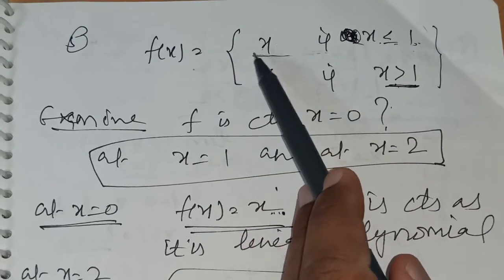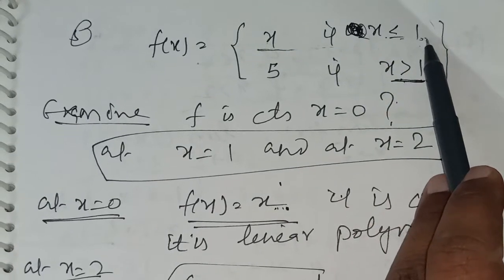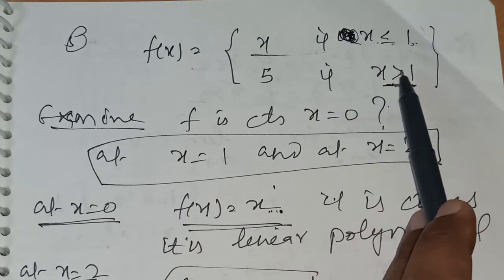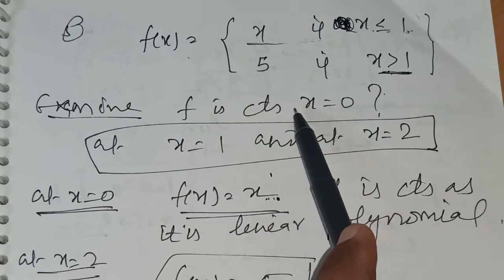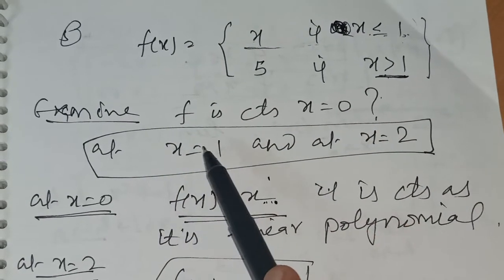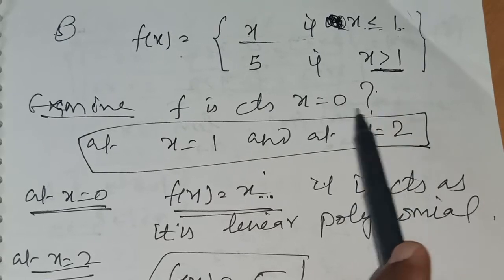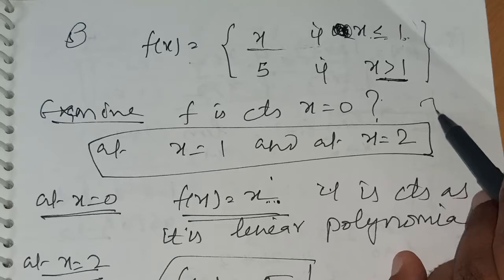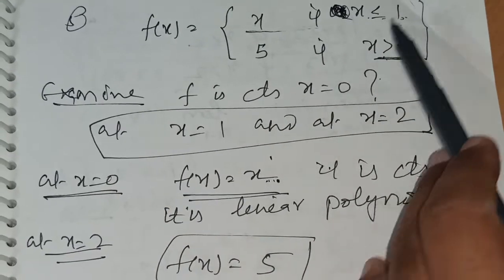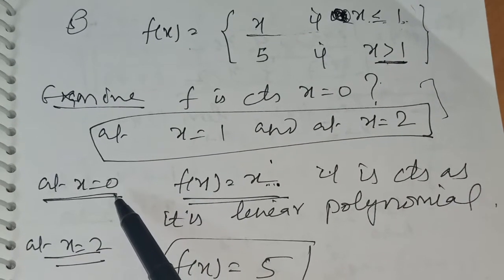So fx is equal to x if x is less than or equal to 1, and 5 if x is greater than 1. We have to examine whether f is continuous at x equal to 0 or not, at x equal to 1, or at x equal to 2. We have to check whether the given function is continuous at 0, 1 or 2. Okay, so now let's start at x equal to 0.